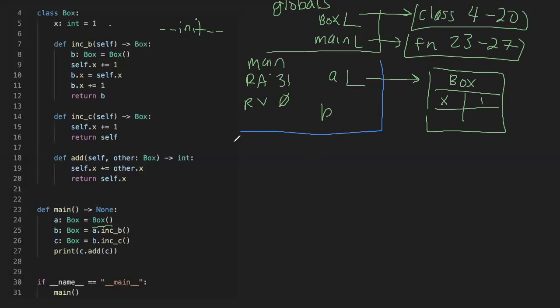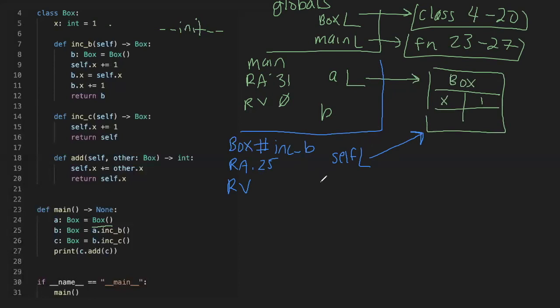So we're doing a call to the Box inc_b method. So the RA is 25. That's where we came from. And inc_b, we don't know what it's returning yet. So we know when we have method calls, the first thing we want to do is set up that self parameter to the instance of the object it was called on, which in this case was this A box.